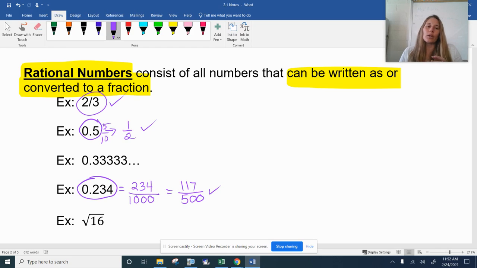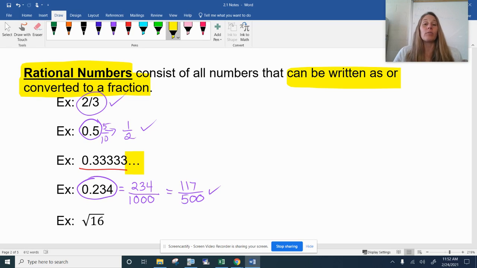Now, where it gets tricky is these longer decimals that appear to not stop. So when you have these decimals with the dot, dot, dot at the end, right? Those fall into two categories. Some are rational, some are irrational, and it depends on if they can be written as a fraction.